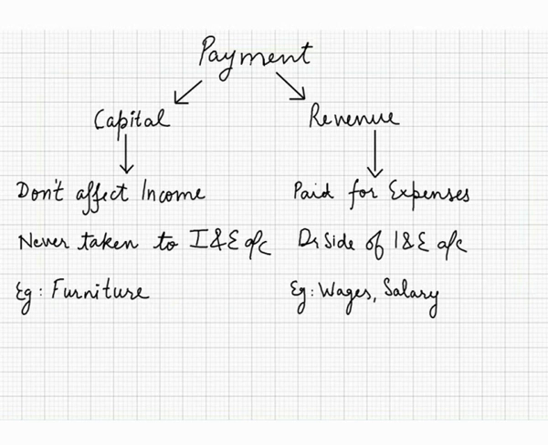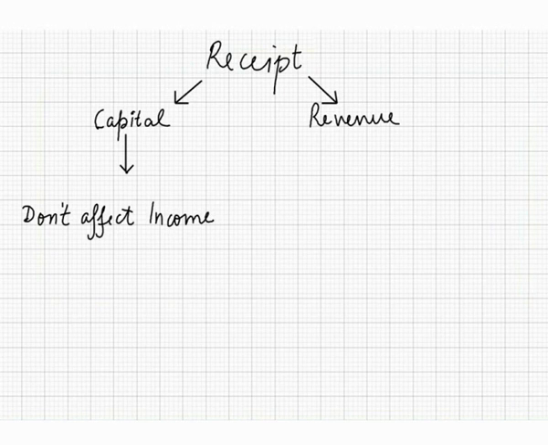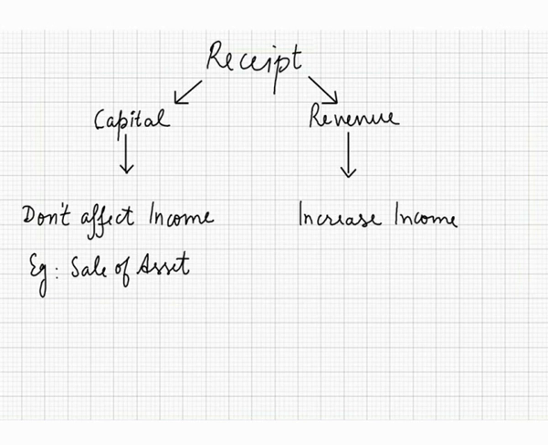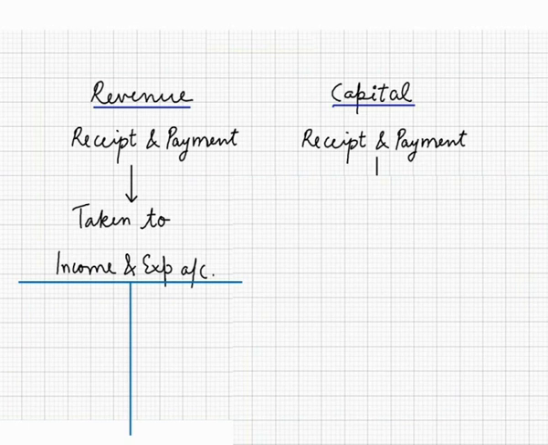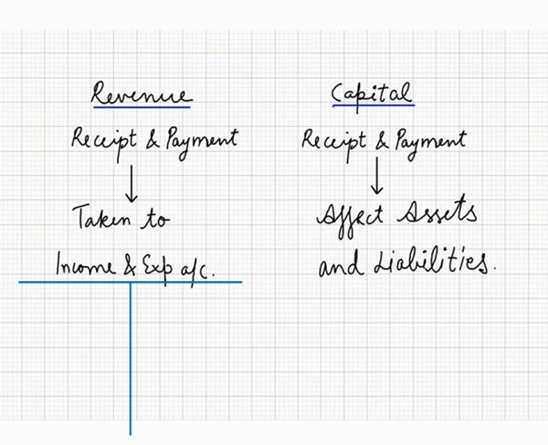In the same way, on the receipt side, these receipts are of two types: capital receipt and revenue receipt. Capital receipts means they won't affect our income. For example, sale of an asset, etc. And revenue receipts are those receipts which help us in increasing our income. For example, subscription receipt. So in this way, all payments are of two types: capital payments and revenue payments. In the same way, all receipts are of two types: capital receipts and revenue receipts. Revenue receipts and payments are taken to the income and expenditure account, and capital receipts and capital payments affect our assets and liabilities.